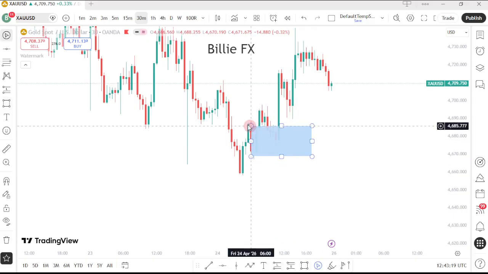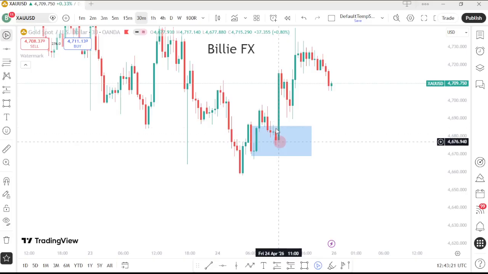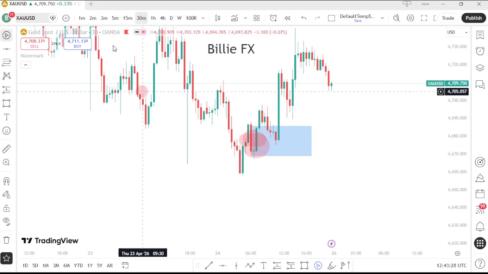right? The market broke here. It came back to the area. We know that it's going to be a retest, so we wait. The market came down, but we need to know exactly within this area where the market is going to retest.